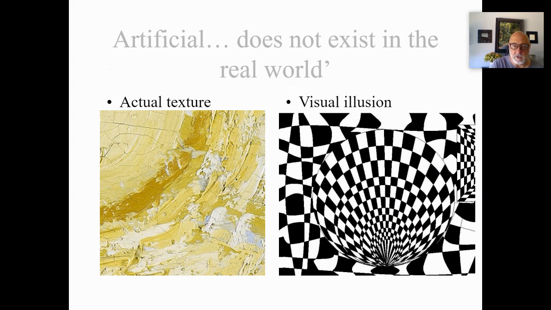In these two images, the one on the left is an actual texture, a close-up of one of Van Gogh's paintings. It is not a real texture. It is something the artist invented from his imagination. So it's an artificial, actual texture. The one on the right is a visual illusion. Again, something the artist created from his imagination. It is an artificial visual texture.